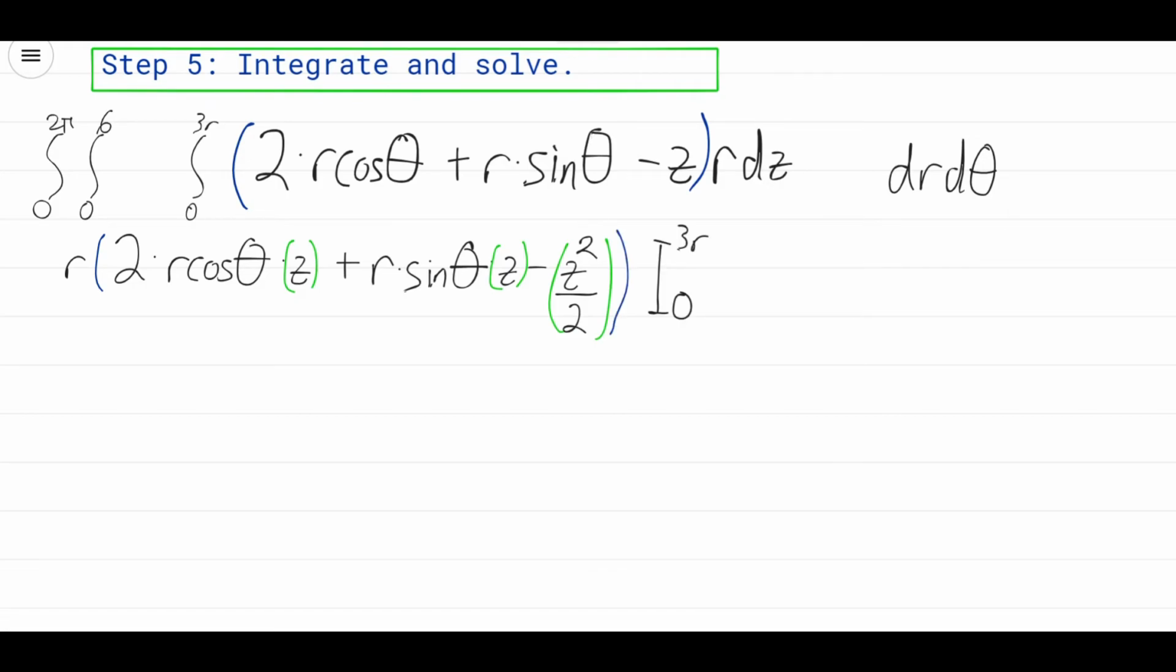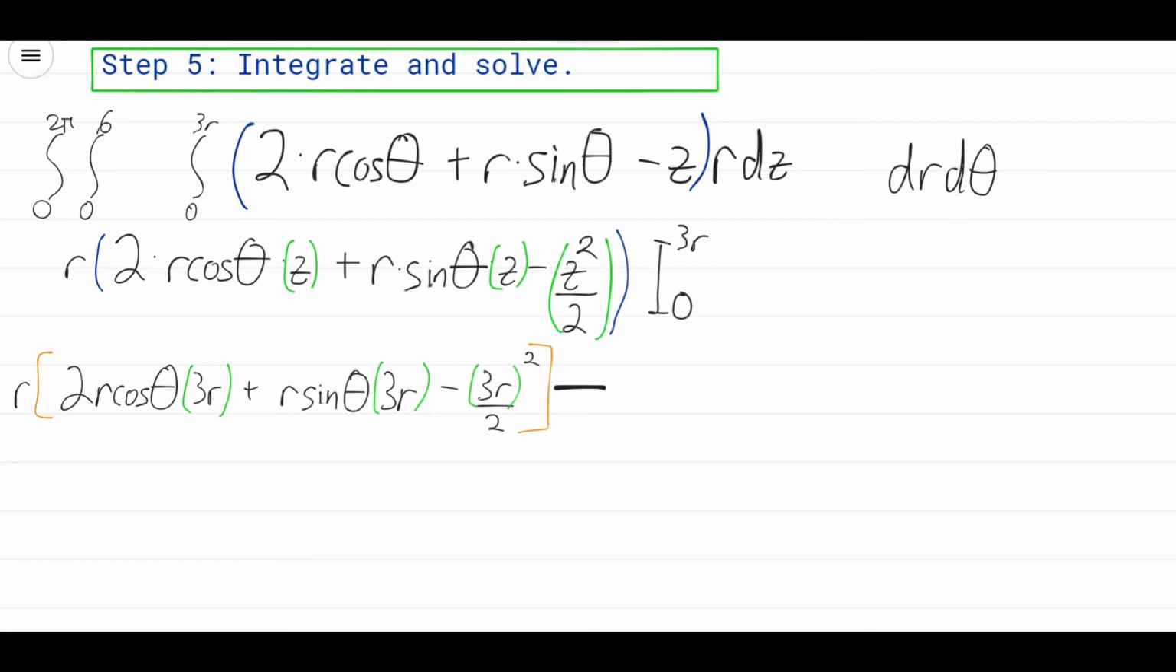So now we're going to plug in the points. So 2r cosine theta times 3r, plus r sine theta times 3r, minus 3r squared over 2. Then minus 2r cosine theta times 0, plus r sine theta times 0, minus 0 squared over 2. All I did right there was just plug in the 3r and plug in the 0.